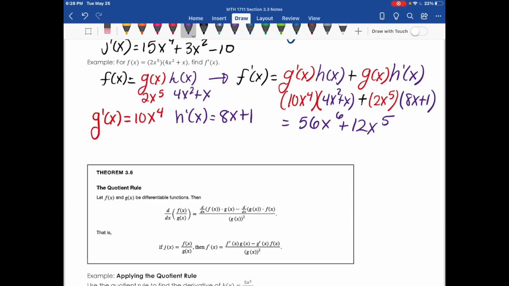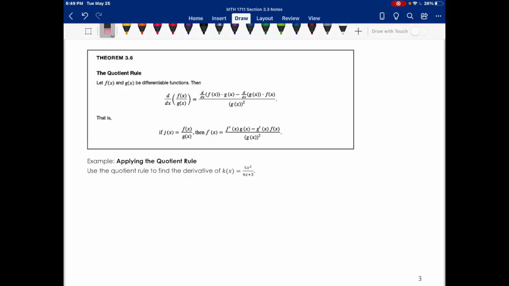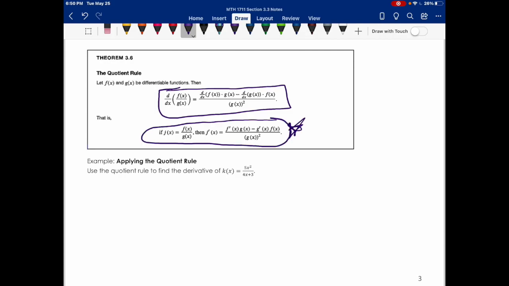56x to the 6th. Now we're going to go over the quotient rule. And the quotient rule is similar to the product rule and how you're going to use it. It just has a different formula. Here's one way to use the notation for the quotient rule. This is my preference. I'm going to use this notation.